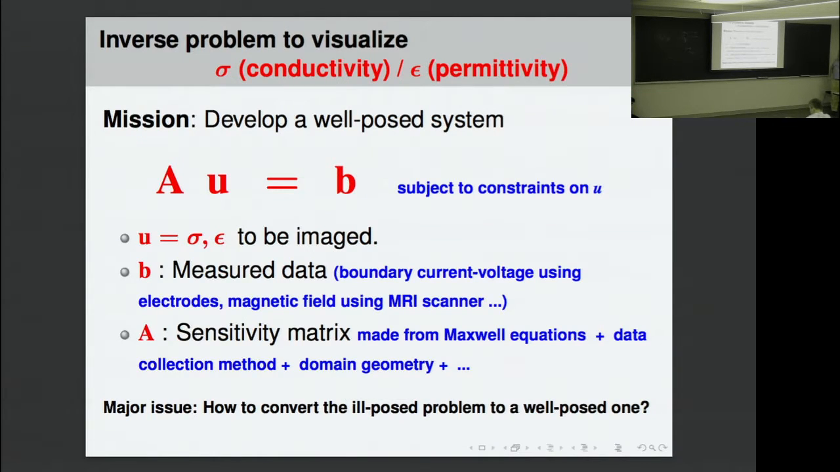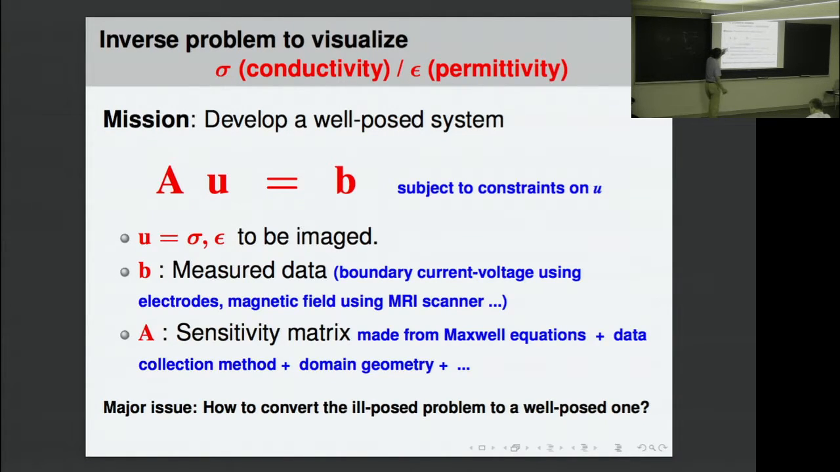Okay, this is also the same. In electrical tissue property imaging, the mission is that these problems are ill-posed, but however hard you work, it is still ill-posed. You have to find the well-posed part. Having an ill-posed problem, you have trouble. So the mission is to develop a well-posed system to solve this.